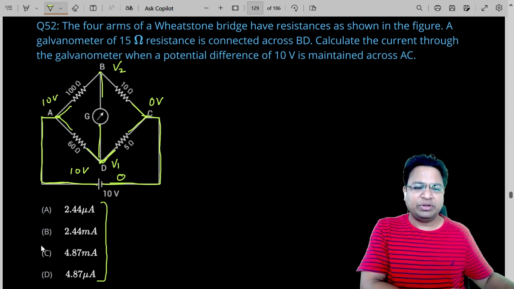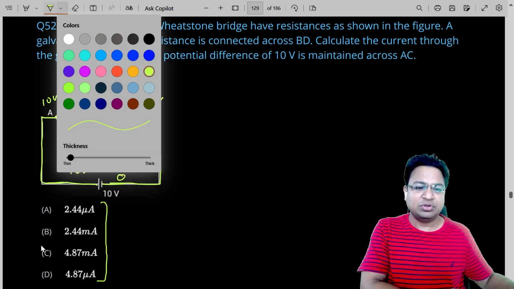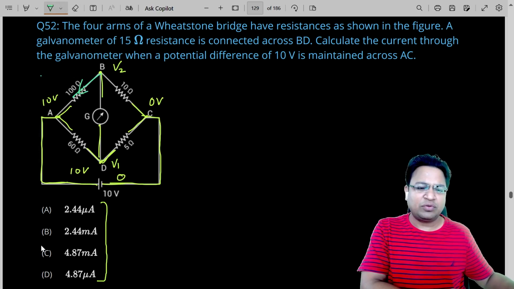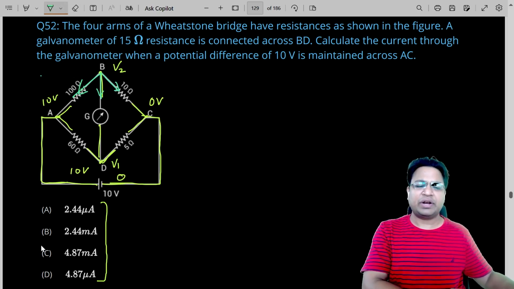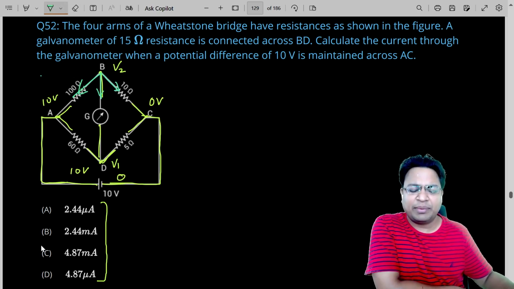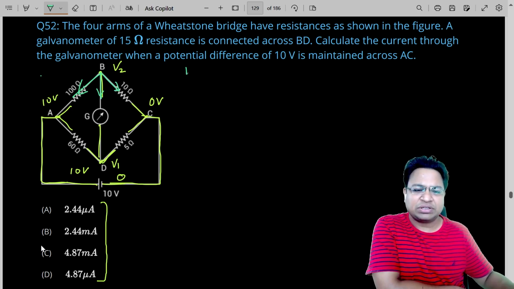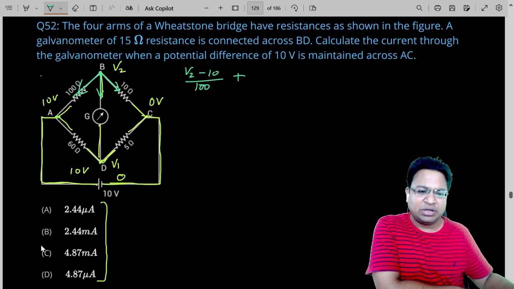Let me start from this node. I will write the net outflowing current from this node. I will write the sum of these currents and equate it to 0. How am I going to do that? V2 minus 10, that's the potential difference between B point and A point, divided by 100. Similarly, the resistance of the galvanometer is given to be 15 ohm.